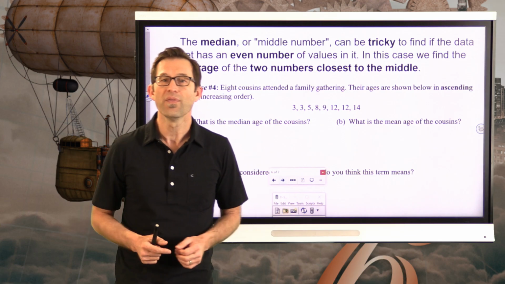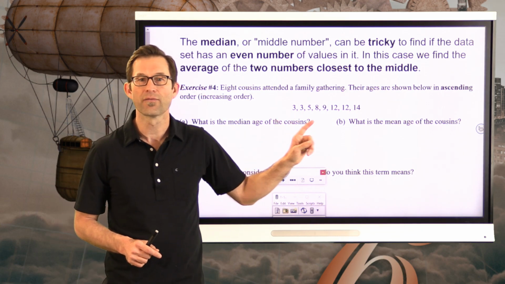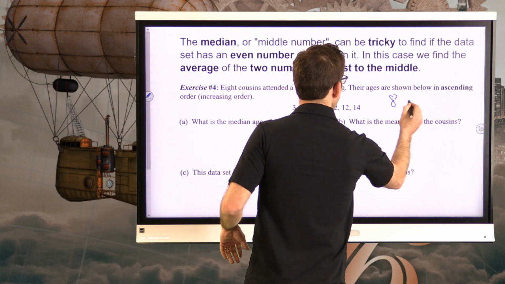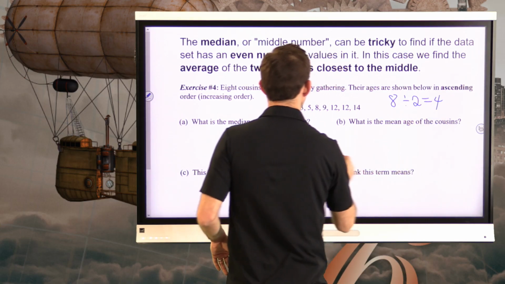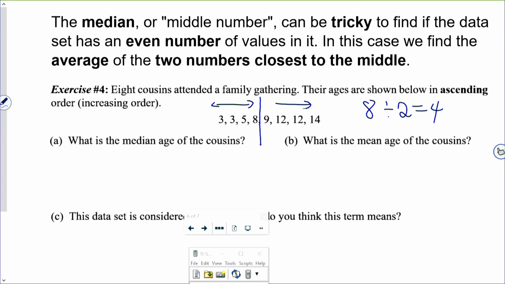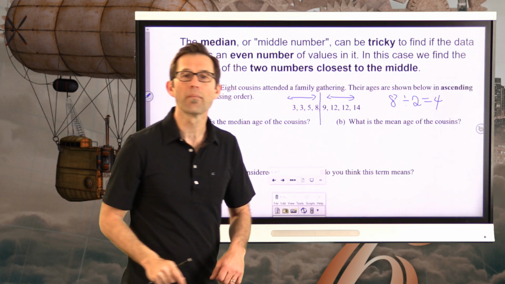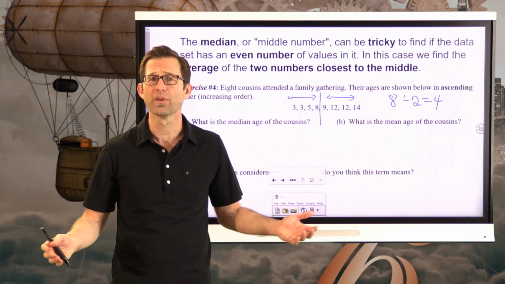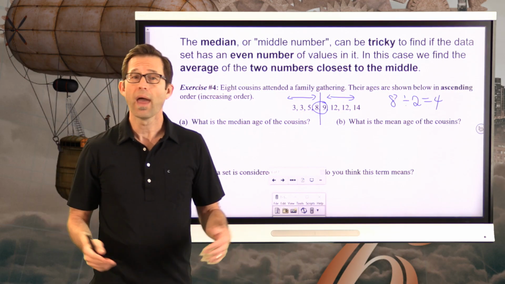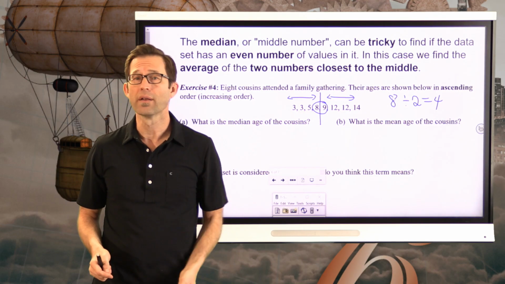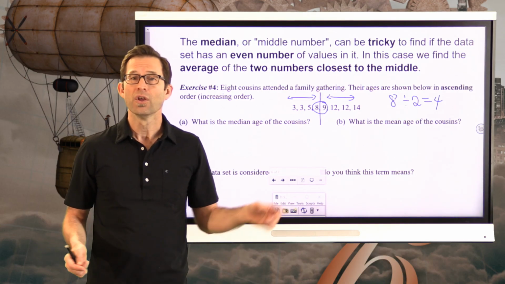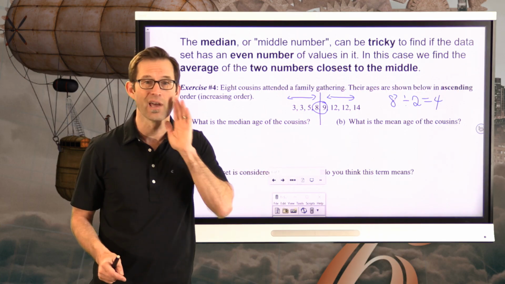Well, in this case, we've got 8 different cousins, so obviously it's an even number, and obviously 8 divided by 2 is 4. So that means literally this is the lower half and this is the upper half of the data, so there is no number right in the middle. So what we say simply is this. The two numbers that are closest to the middle are 8 and 9, and we need their mean. If you can do that in your head, if you can just look at 8 and 9 and think, oh, the number that's right in the middle of those two, because that's what you really want. You want the number that's halfway between 8 and 9, which is 8.5.